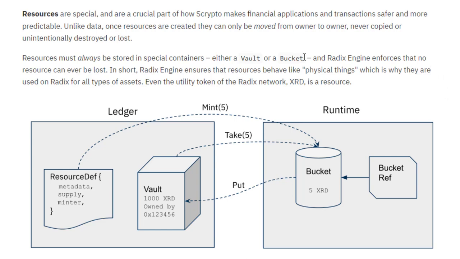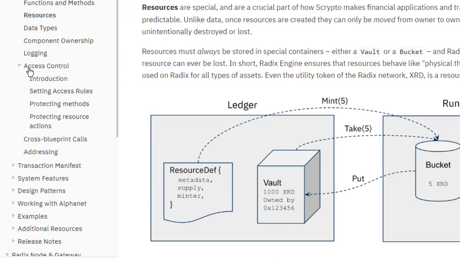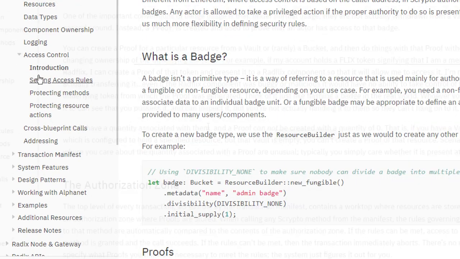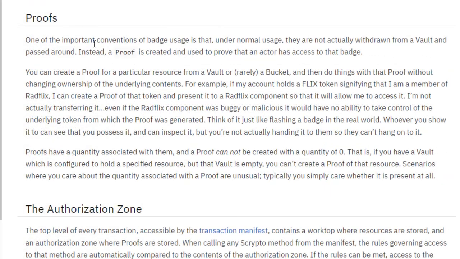Now let's use the badge. So back to access control, introduction and proofs. One of the important conventions of badge usage is that under normal usage they are not normally actually withdrawn from a vault and passed around. Instead, a proof is created and used to prove that an actor has access to the badge.